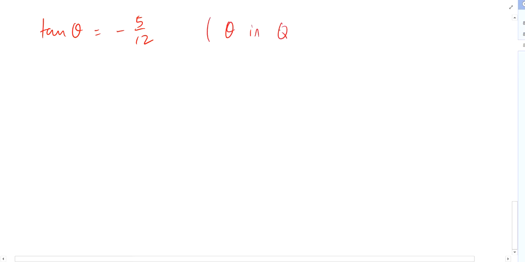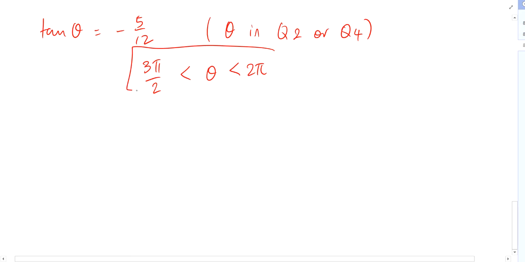Theta in quadrant 4 only? Based on this statement. Are you sure? Quadrant 2 or quadrant 4? Then they also tell us that 3 pi over 2 is less than theta, which is less than 2 pi. What does this mean?